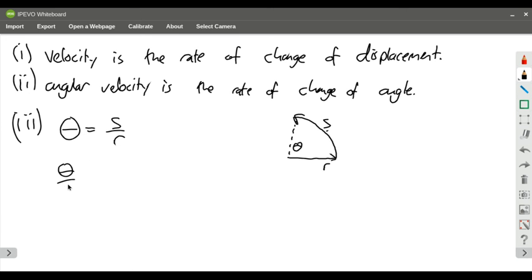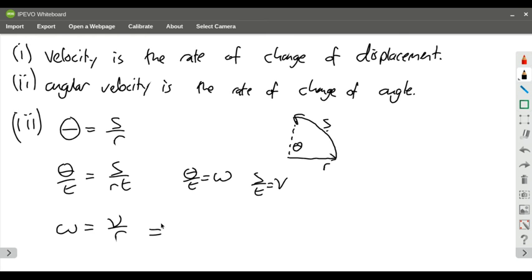Then we divide both sides by T. So theta over T is equal to S over RT. But we know that theta over T is angular velocity, omega, and S over T is velocity, V. So omega is V over R. Another way to put that, and the normal way we put it, is that V is omega R.